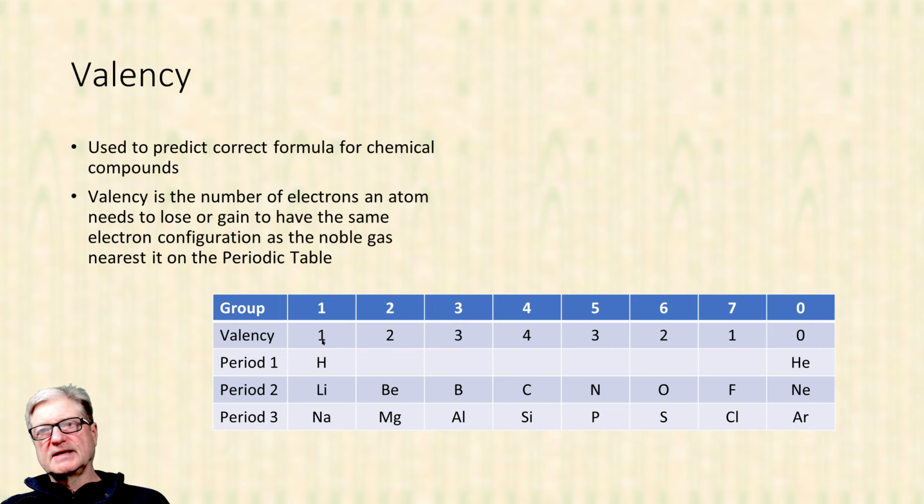Okay? Here's the valency. Lithium needs to lose 1 electron in order to be like the noble gas nearest it in the periodic table. Beryllium needs to lose 2. Boron needs to lose 3. Carbon can either lose 4 or gain 4, and it does both. It's a very versatile element. Nitrogen needs to gain 3. Oxygen needs to gain 2. Fluorine needs to gain 1. And for valency, we just remember the numbers. So we go 1, 2, 3, 4, 3, 2, 1, 0. And this is why in National 5 we call this group 0. It's to remind us that these elements here have a valency of 0.